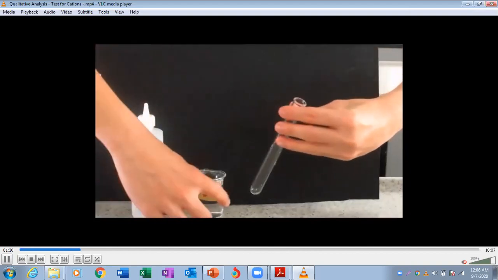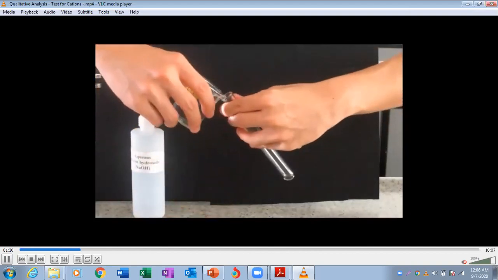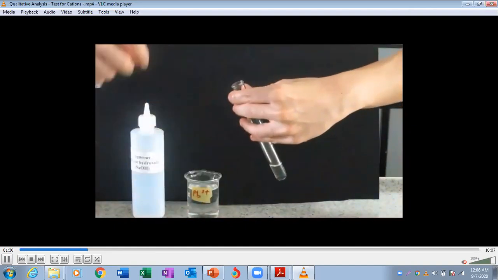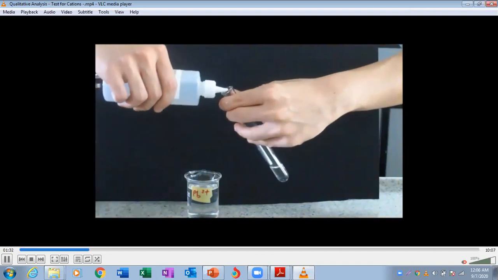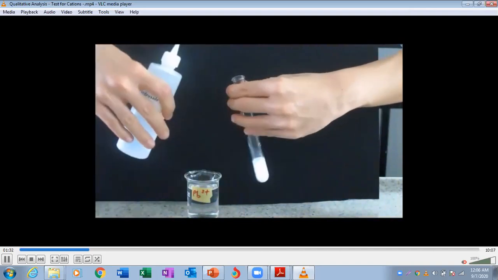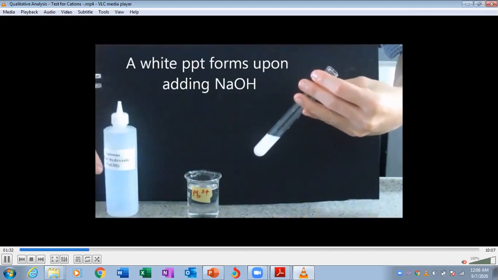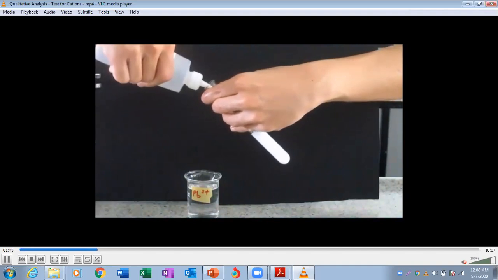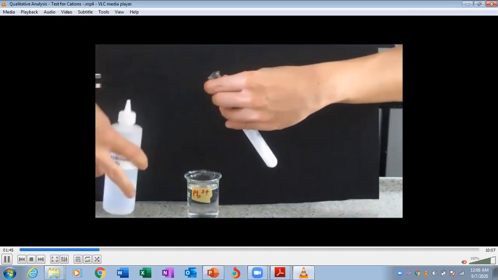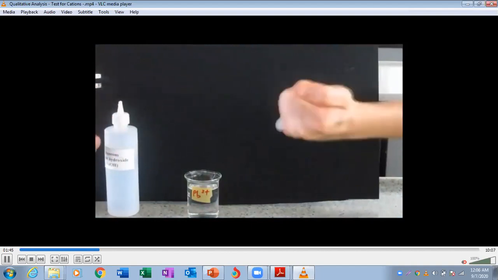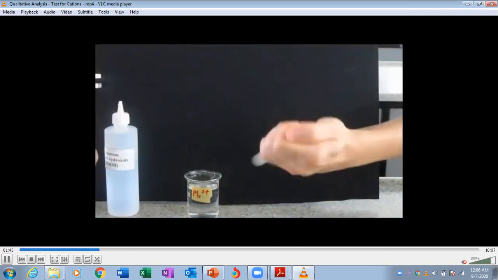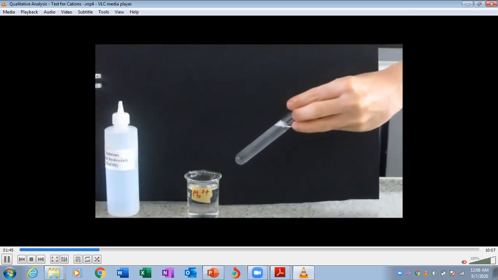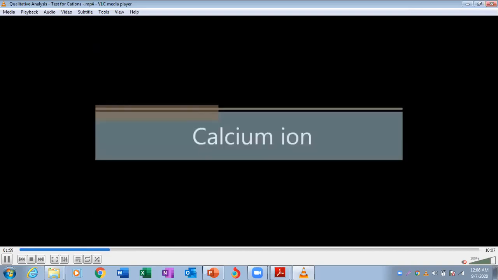Okay, now we are moving to the lead 2 positive ion, little quantity of lead 2 positive ion and little quantity of sodium hydroxide, like few drops. The dense white precipitates are formed, like a milky structure has been formed. On adding some more sodium hydroxide, now you can see that the white precipitate has been dissolved. Now the calcium ion.